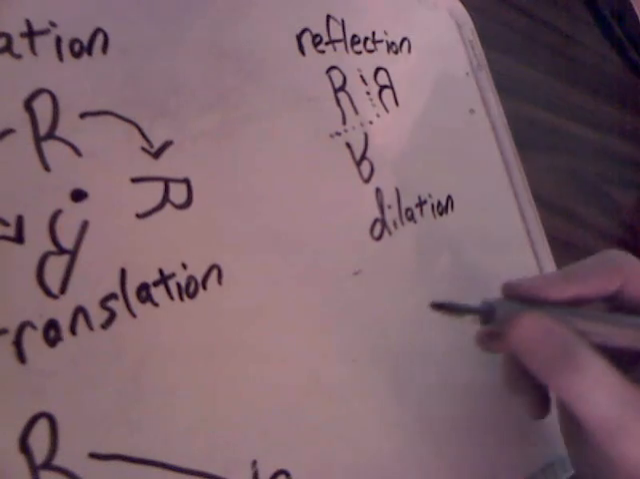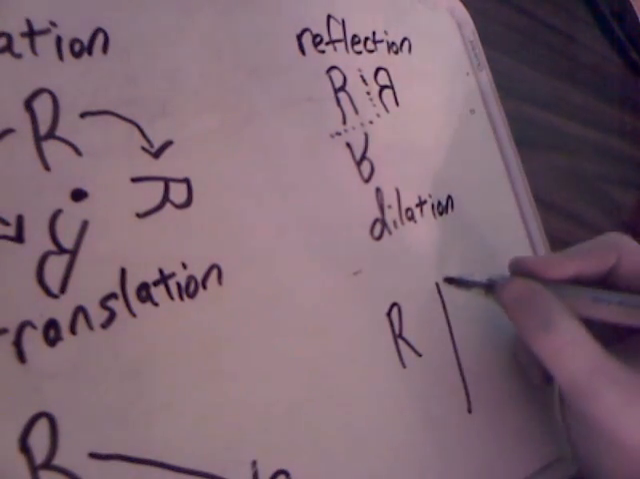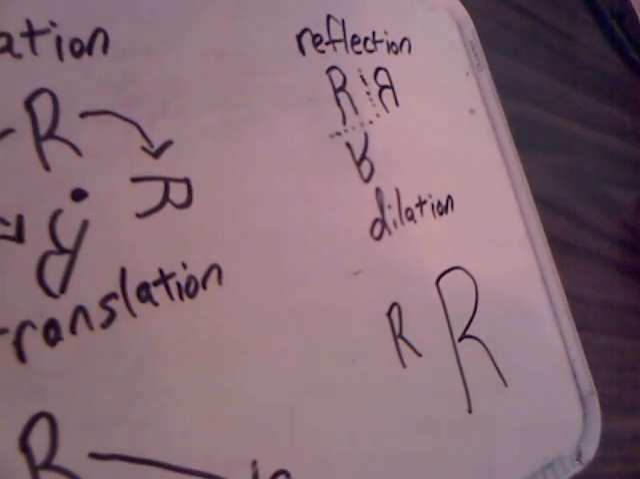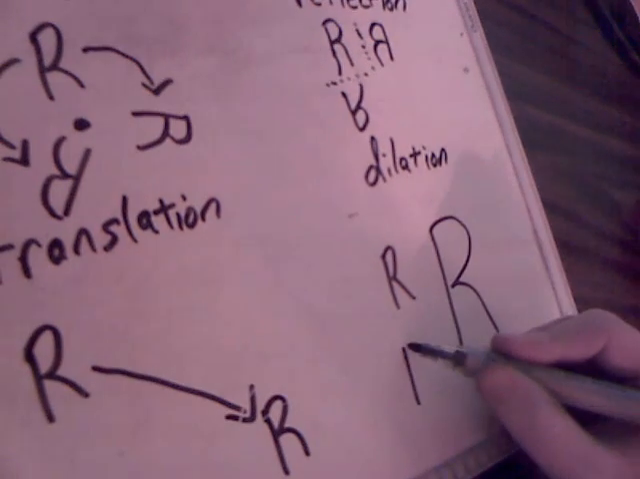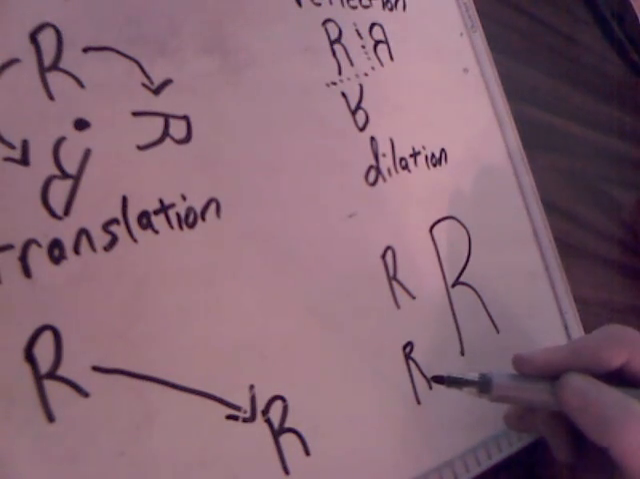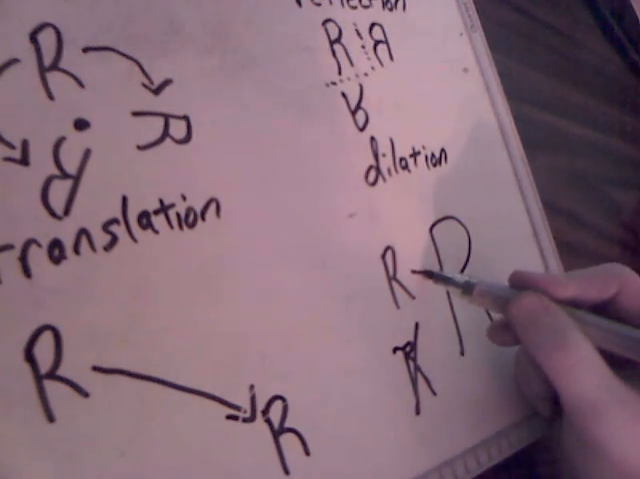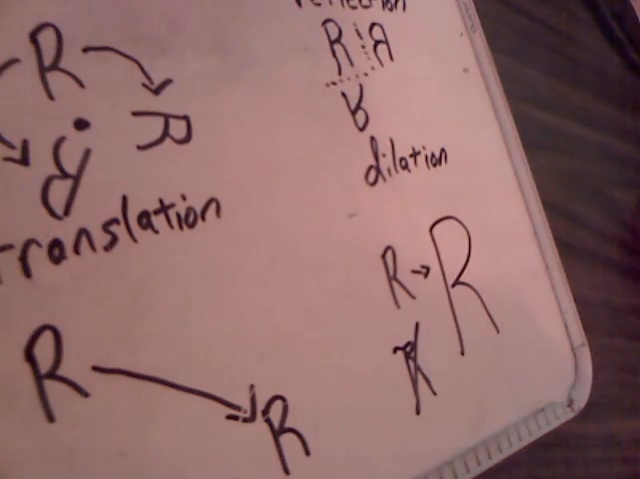And then dilation is when you change the size of something. It's still the same proportionally, which means that we're not going to do something like that because it's too small up top and way too big down at the bottom. But it's changing the size without changing the proportions.